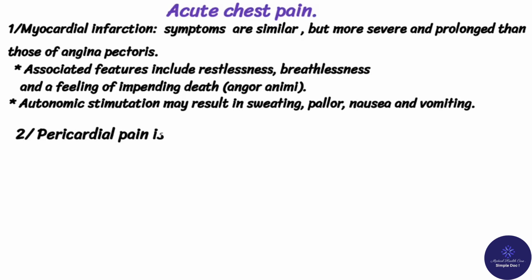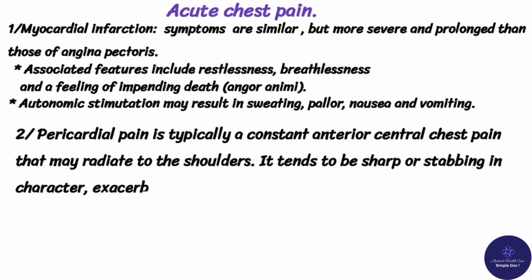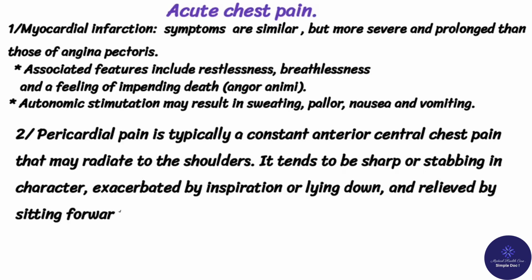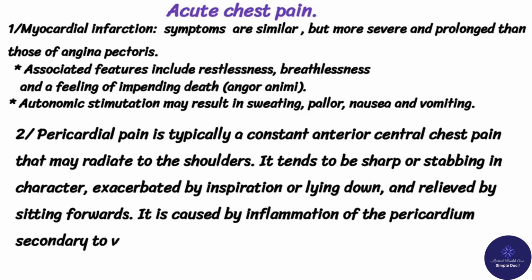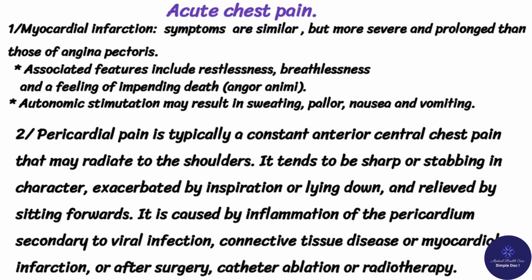2. Pericardial pain is typically a constant anterior central chest pain that may radiate to the shoulders. It tends to be sharp or stabbing in character, exacerbated by inspiration or lying down, and relieved by sitting forwards. It is caused by inflammation of the pericardium secondary to viral infection, connective tissue disease or myocardial infarction, or after surgery, catheter ablation or radiotherapy.